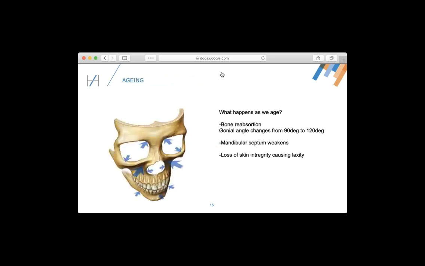Let's talk about aging. What happens as the skull ages, and how does that determine what we're going to do for treatment? So would you like to go through this one?